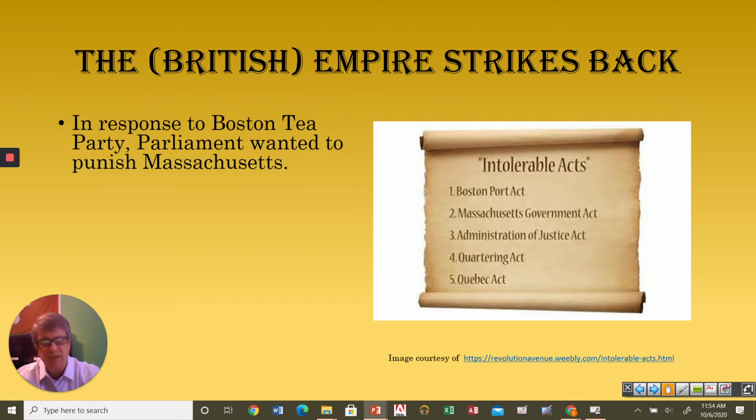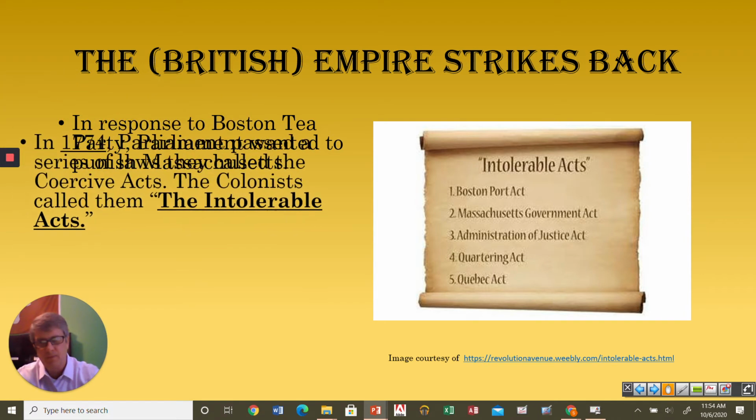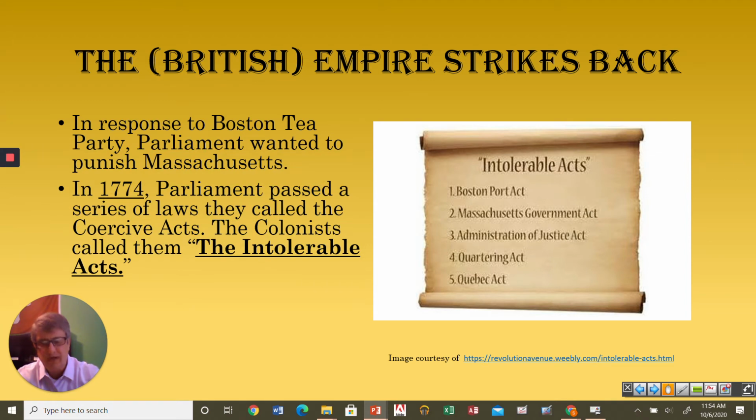So in response to the Boston Tea Party, Parliament wants to punish Massachusetts. So they pass a series of laws. Now here in America, we're going to refer to them as the Intolerable Acts. Intolerable is something you cannot stand. You can't tolerate it any longer. Now, in Britain, Parliament called them the Coercive Acts. Coerce means to force somebody to do something against their will. So Parliament was trying to coerce the colonies into basically behaving.